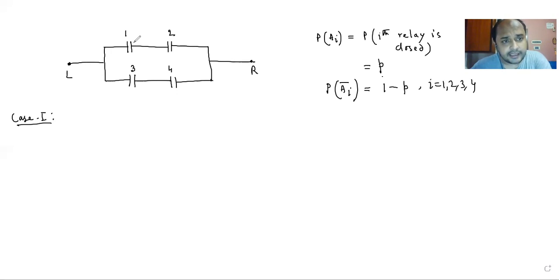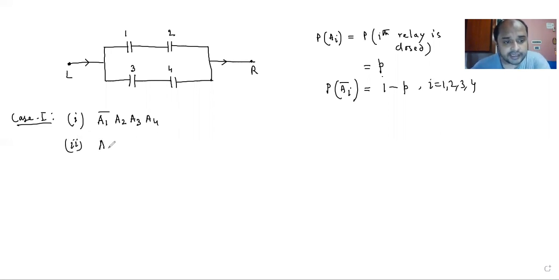Now you see that if I close relay 1 and keep the other relays 2, 3, 4 open, then there will be a circuit from L to R, not along the path where relays 1 and 2 are in series, but along the path where 3 and 4 are in series. So I can keep one closed and the rest of the relays can remain open. So this is one case where there will be a circuit along a path from L to R.